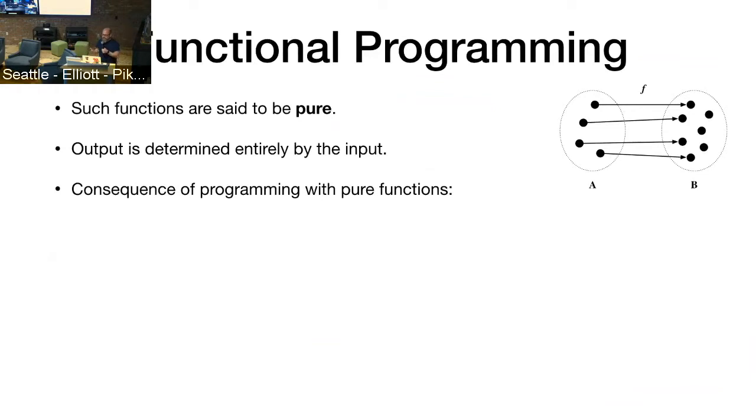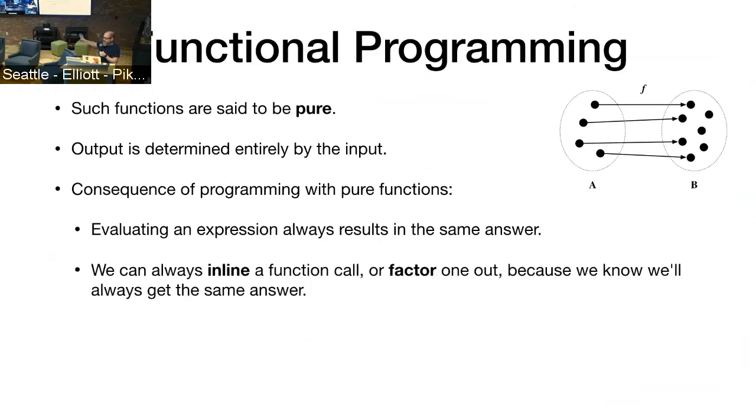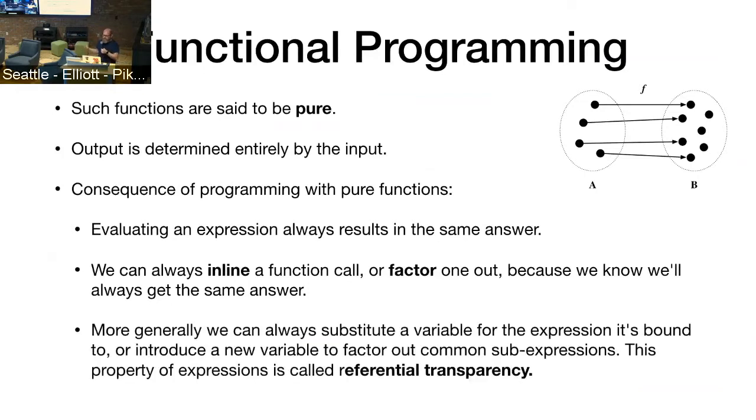And the consequences of programming with pure functions are that evaluating an expression always gives you the same answer. Okay, so that means we can always inline a function call. We can always factor one out. Okay, because we know we'll always get the same answer. More generally, we can substitute a variable for the expression it's bound to, or introduce a new variable and factor out a common sub-expression. And this property of expressions is called referential transparency. And it's just this simple idea that's the basis of all the good stuff that comes from functional programming.